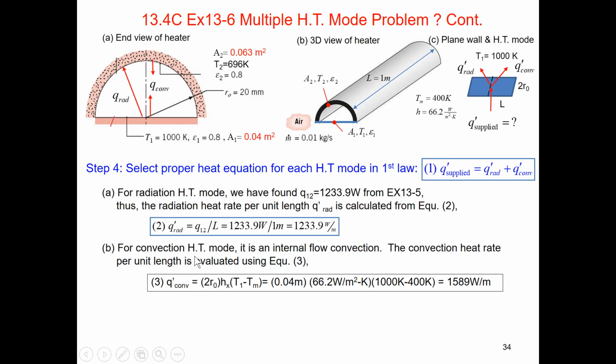B. For convection heat transfer mode, it is an internal flow convection. The convection heat rate per unit length is calculated from equation 3, which is the width of the plane wall times the local heat transfer coefficient h times the temperature difference between solid surface and moving fluid. Plug in numbers to yield its value.